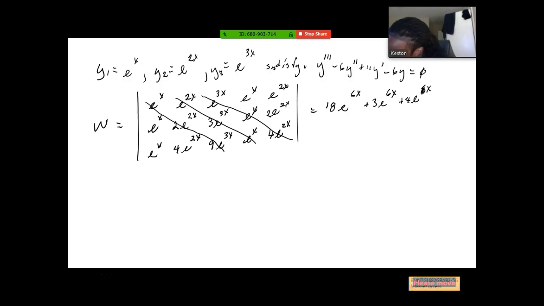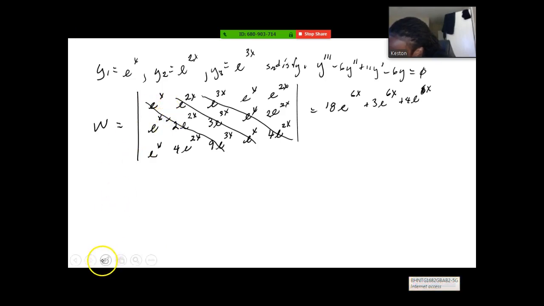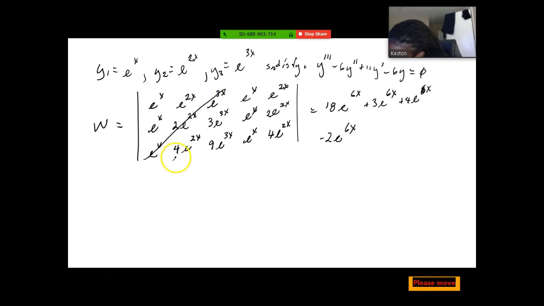Now, I'm going to erase my construction lines because they just get in the way. All right, now we do the up diagonals. But on the up diagonals, you subtract them. So there's a minus 2e to the 6x, a minus 12e to the 6x, and a minus 9e to the 6x.